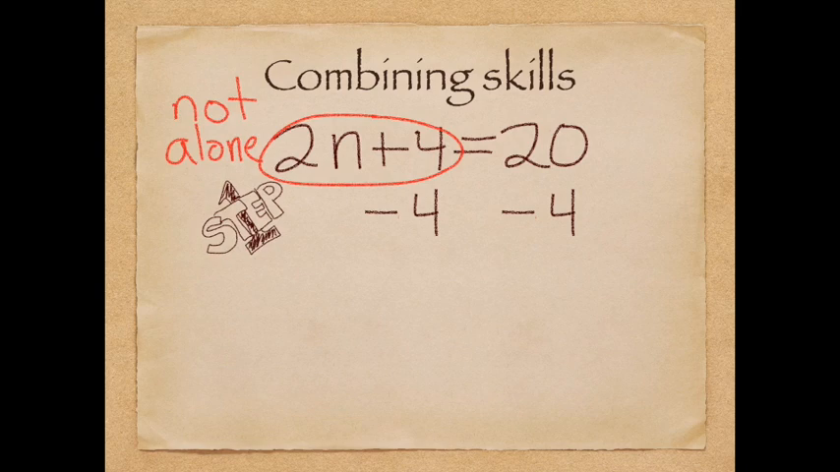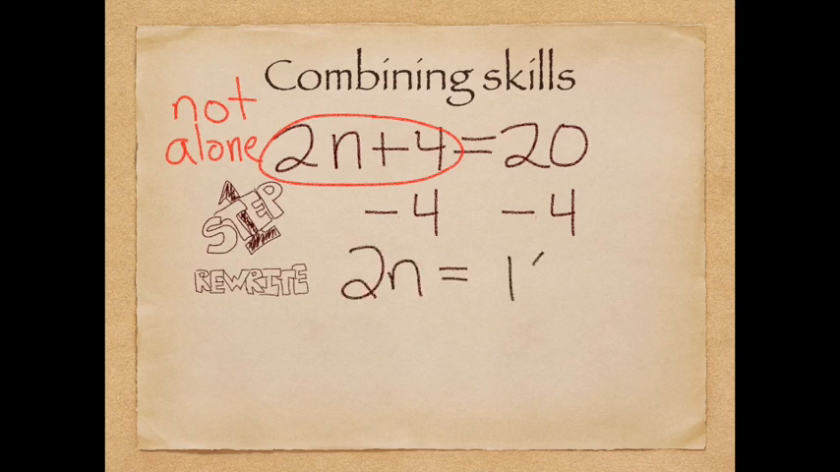All right, so 4 minus 4 equals 0. 20 minus 4 equals 16. So if 4 minus 4 on the left side equals 0, I can get rid of it. It goes away, leaving me with just 2. So we're going to rewrite this. That leaves me with 2n equals 16 because 20 minus 4 equals 16. So the 4 goes away on the left side, leaving me with just 2n. The 20 gets subtracted by 4, leaving me with 16.